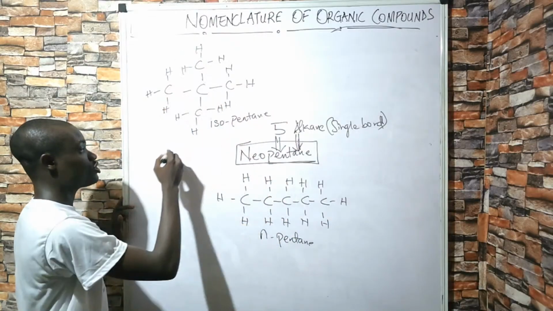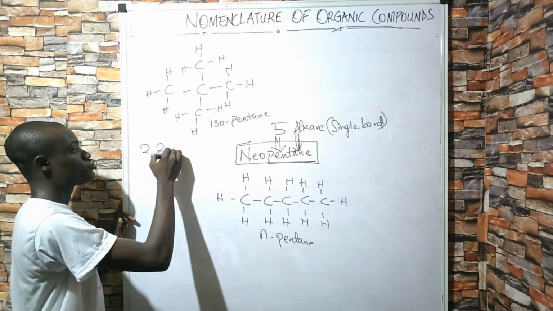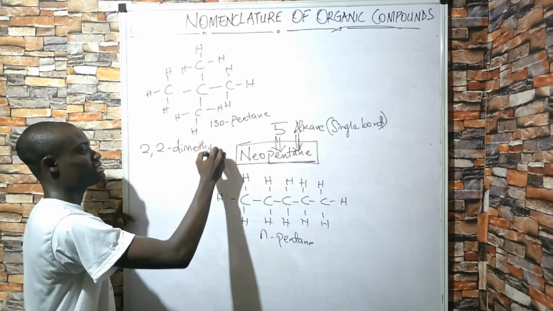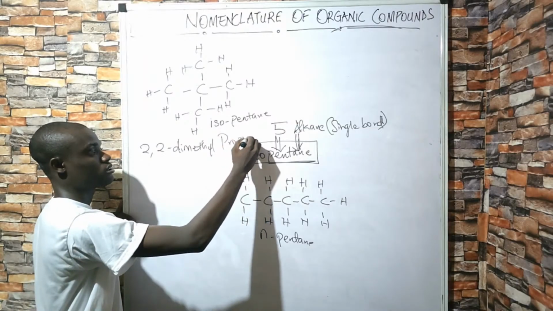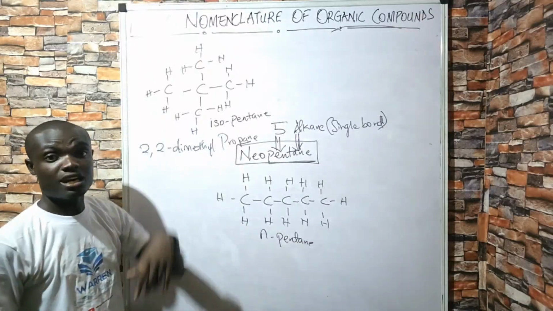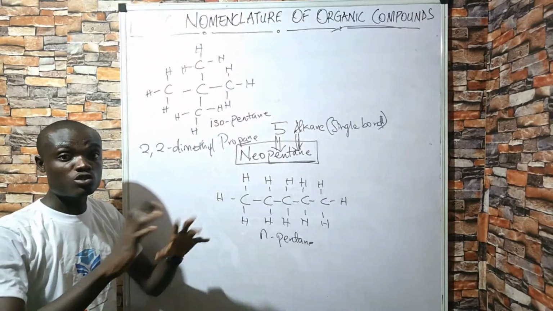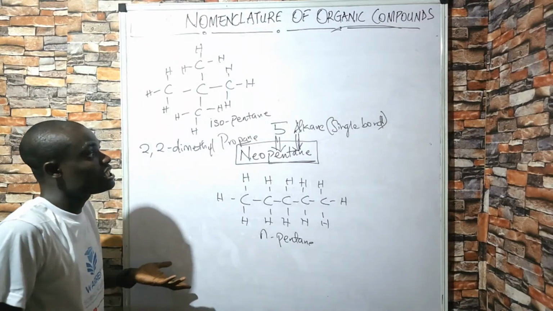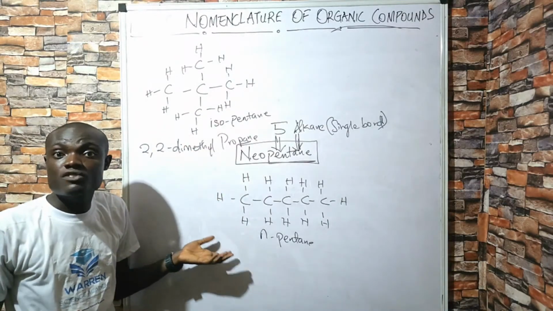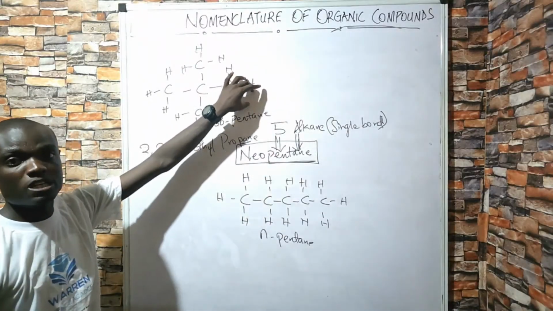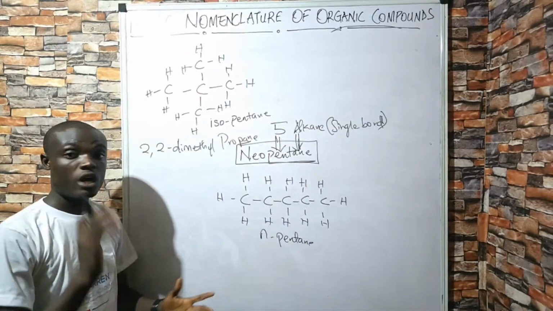But the real name for this compound is 2,2-dimethylpropane. We will look at this in our next class, where we are going to complete the whole concept of naming of organic compounds. But what you get to see now is that they both have 5 carbon atoms. This is normal pentane, and this is an isomer of pentane. So I hope I've answered your question.